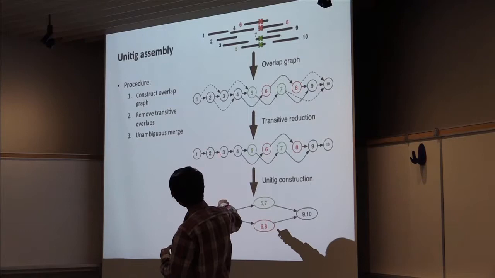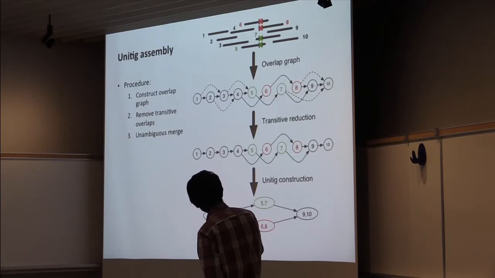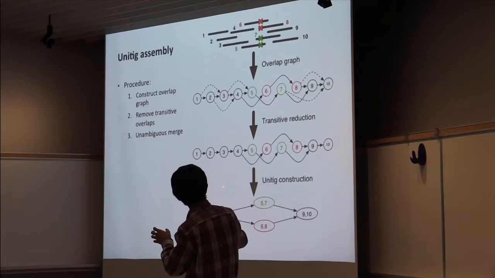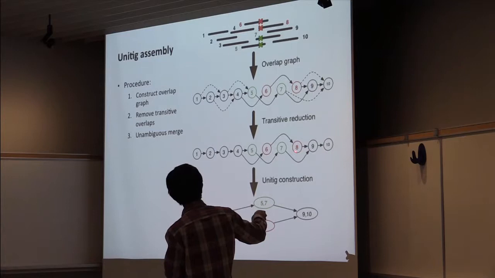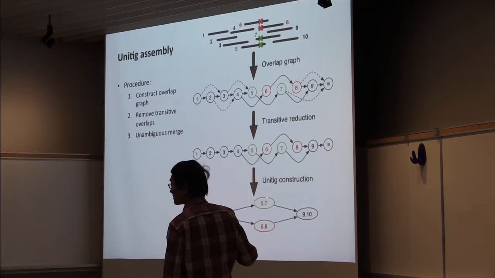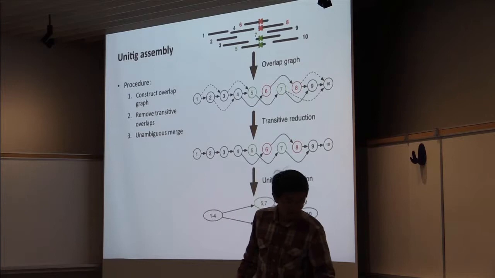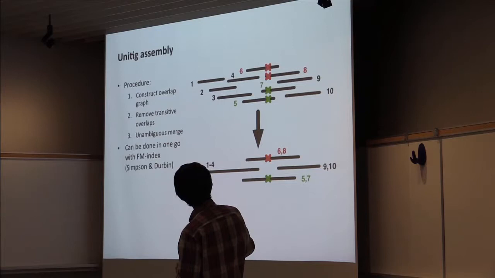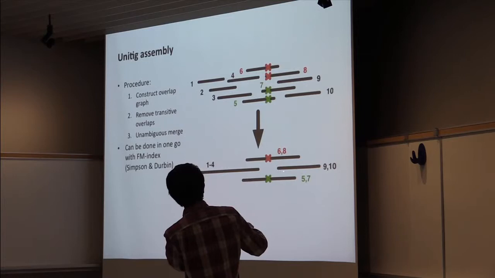Now you can walk from 1 to 3, and similarly from 1 to 4, and then you get this one. For 1 to 4, you can unambiguously merge them. Then 9 to 10, and 5 and 7 is an unambiguous merge. You won't make mistakes. Then you get this one. From these 10 reads we got 4 contigs. These are called unitigs, and we keep the heterozygous alleles. If you look at the next view, you start from the reads and get four contigs. The four contigs look like this: 1 to 4 for this homozygous region on the right-hand side, and then you have one contig for each allele.